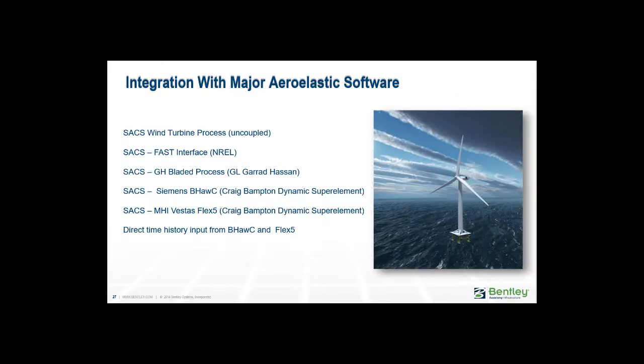Now, in SACS, we have various ways of analyzing the structure. We have our own wind turbine uncoupled process. We also have an interface to NREL's FAST program. It's an aeroelastic program, and also an interface to DNV's GH Bladed product. We can also connect to Siemens B-Hawk and MHI Vestas using the Craig-Bampton dynamic super element capabilities. We can also read the direct time history input from B-Hawk and Flex 5, so the user does not have to change formats.